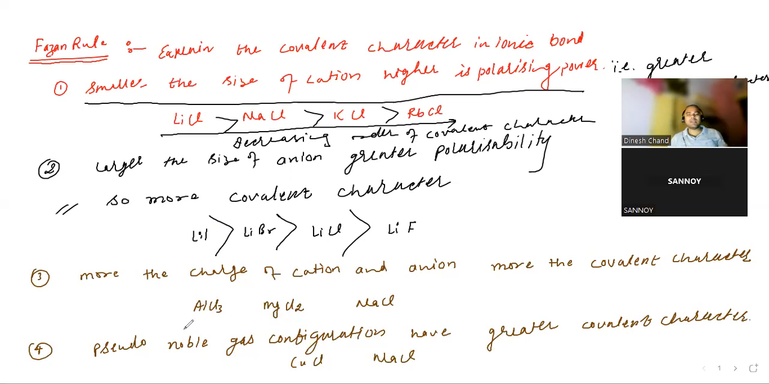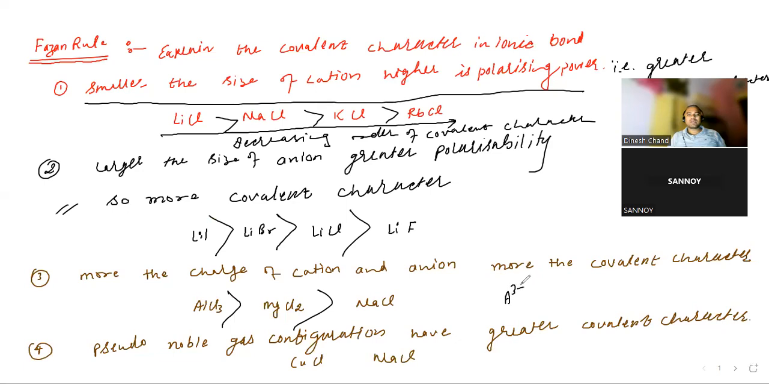So what will happen here? AlCl3, MgCl2, NaCl. Okay, tell me. AlCl3, the more the charge, the more the covalent. Sir, covalent character will be highest in AlCl3, then MgCl2, then NaCl. Because Al has more charge, no?